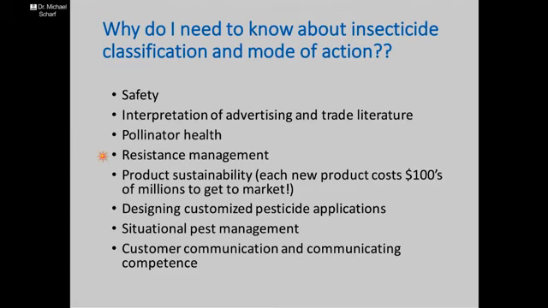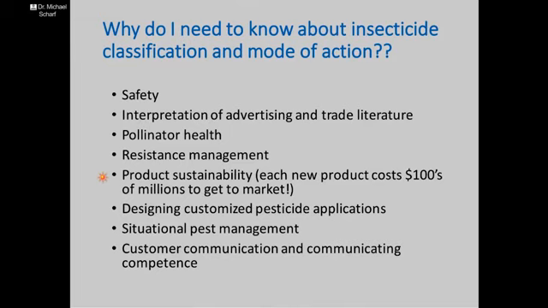Resistance management is really key today, managing products to prevent resistance from developing. Knowing how insecticides work can help us use them in sequence better and make better decisions about how to rotate. Then there's product sustainability. Each new insecticide product that reaches the market today costs hundreds of millions of dollars to get there, so there's a huge investment by the manufacturers.